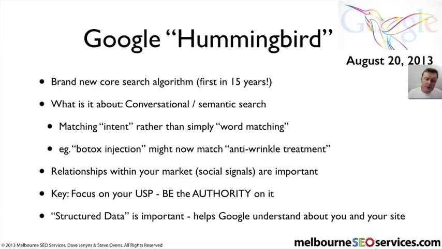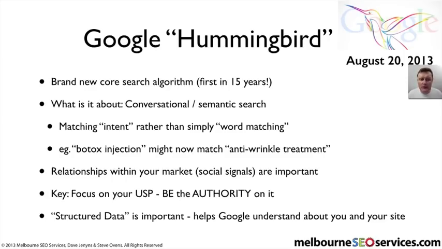Now, that's traditional SEO, and one of the things that's changed actually quite recently, only in August of this year, is Google released a brand new core search algorithm. Now, Google's always making changes to the algorithm, but this was the first change to the core algorithm that they've made in 15 years. So this is a big change. And what they're moving towards is being able to understand the intent behind the search. So they're referring to it as conversational search or semantic search.